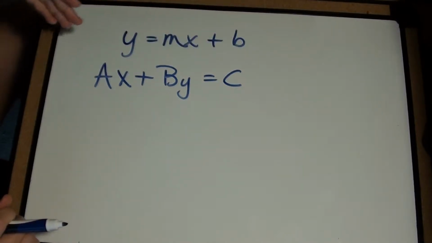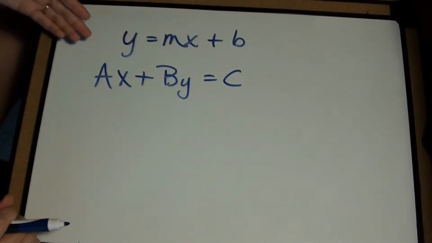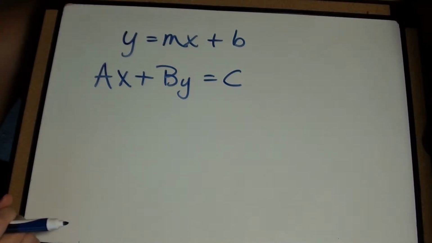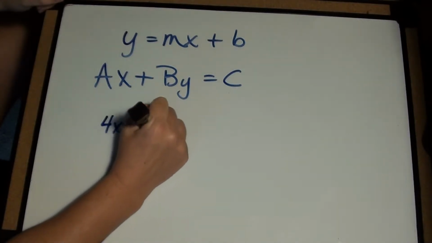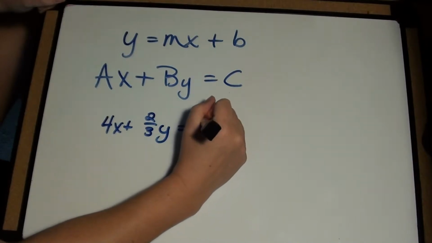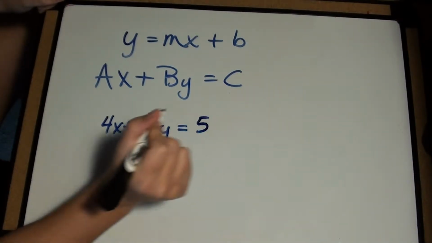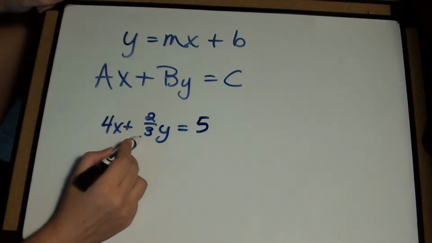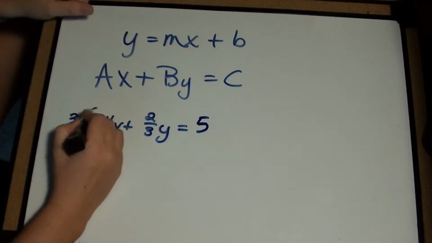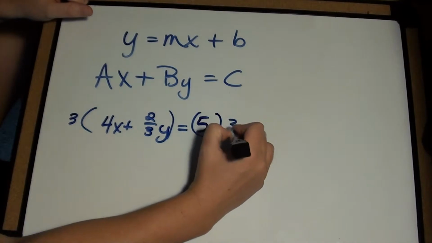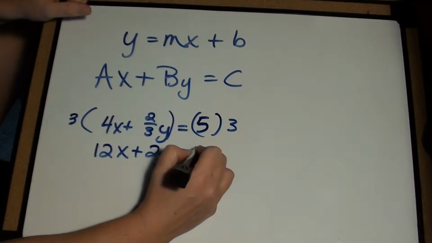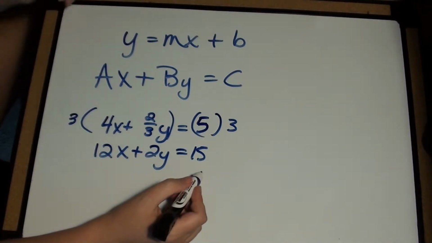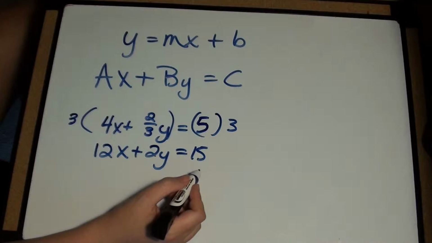The other rule is that they should all be whole numbers. We shouldn't have any fractions. If you have a fraction, you need to multiply through by that number to get rid of the fraction. For example, if we had 4x plus 2/3 y equals 5, I would need to multiply through by this 3. I want to multiply both sides by the 3, and I would get 12x plus 2y equals 15. Now that would be proper because there's no longer a fraction.